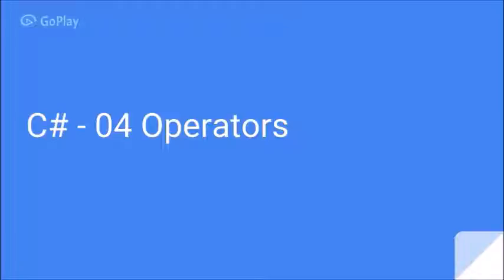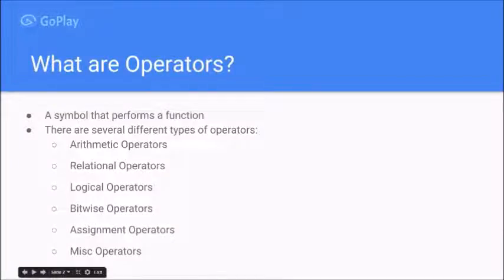As always, at this point, I'm assuming you've watched all the videos up to this point that these concepts were built on top of. So what are operators? An operator is a symbol that tells the compiler to perform some specific mathematical or logical manipulation. There are several different types of operators. They are arithmetic operators, relational operators, logical operators, bitwise operators, assignment operators, and then for the ones we don't have categories for, we've added in miscellaneous operators. We'll be discussing bitwise and assignment operators in another session.